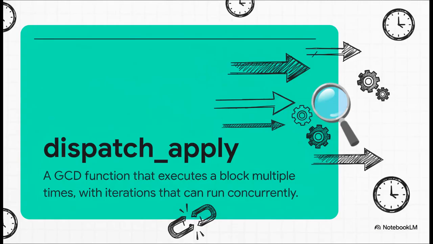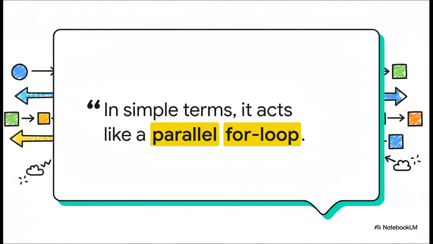So, what is Dispatch Apply? Officially, it's a GCD function that runs a block of code a bunch of times. But the magic, the real secret sauce, is in that last part, with the potential for concurrent execution. That means, instead of going one by one, it can fire up the work on multiple things all at the same time. Seriously, if there's just one thing you remember from all of this, let it be this right here. Dispatch Apply is basically a parallel for loop. It's a beautifully simple yet incredibly powerful idea. It takes a big job and splits the work across multiple threads to get it all done way faster.